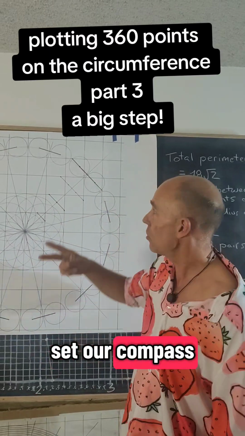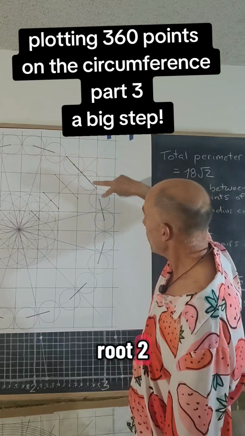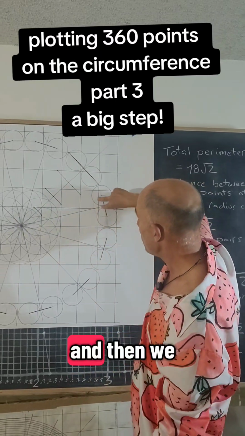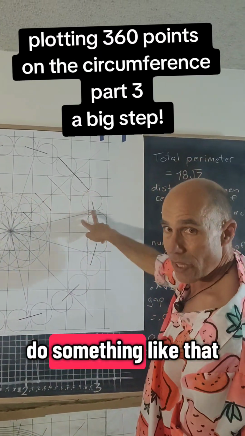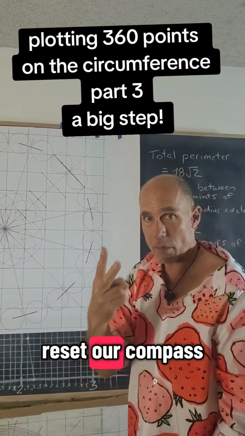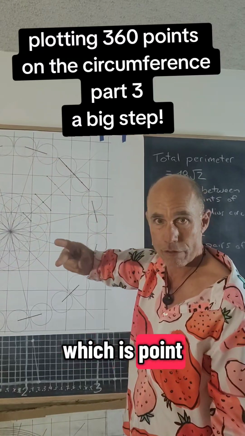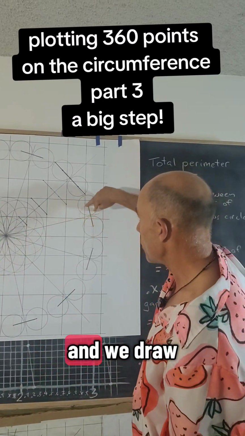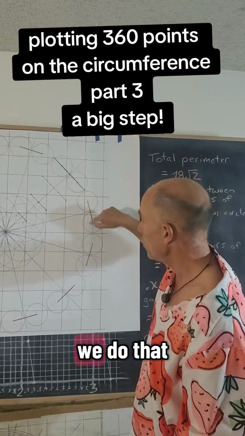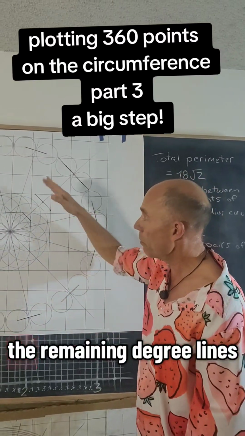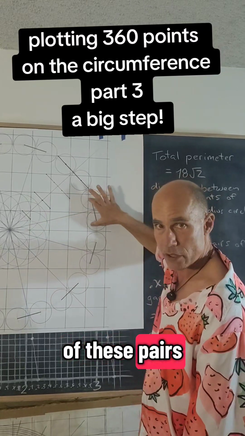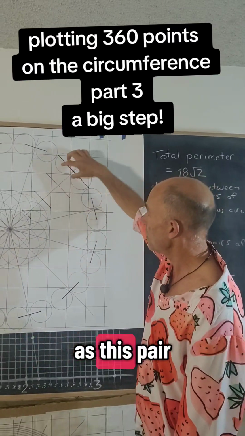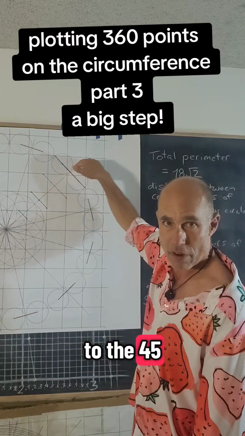So then we set our compass to the length of 0.5 root 2. We put it on the point where the 15-degree line is intersecting the inner circle. And then we make a mark on the outer circle. So you do something like that. And then we reset our compass to the radius of these circles, which is 0.49 root 2. We put it on the point we just determined on the outer circle, and we draw and we create a circle. And we do that on all of the remaining degree lines so that all of these pairs of circles have the same relationship to their respective degree lines as this pair of circles does to the 45-degree line.